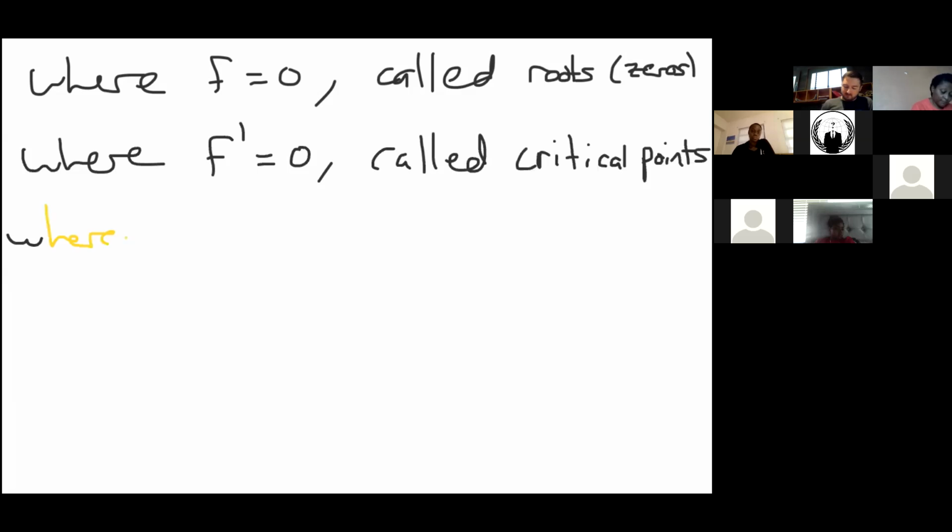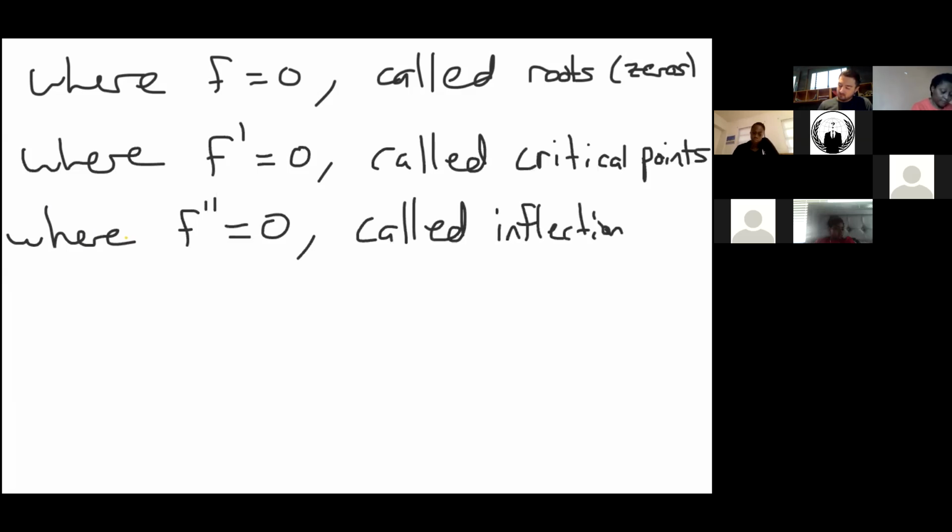Well, why did that switch to yellow? Wherever my second derivative is equal to 0, these are called inflection points. Let me see if I can write that a little bit nicer. That's better. So where my second derivative is equal to 0 is called inflection points.